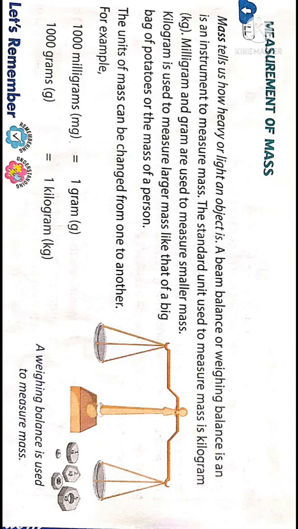So what is the standard unit to measure mass? That is kilogram. For smaller mass we are using the units like milligram and gram, and for larger mass like a big bag of potatoes, and then mass of a person, we can use the unit kilogram. So the units of mass also can be changed from one to another. For example, 1000 milligrams equal to 1 gram and 1000 grams equal to 1 kilogram.